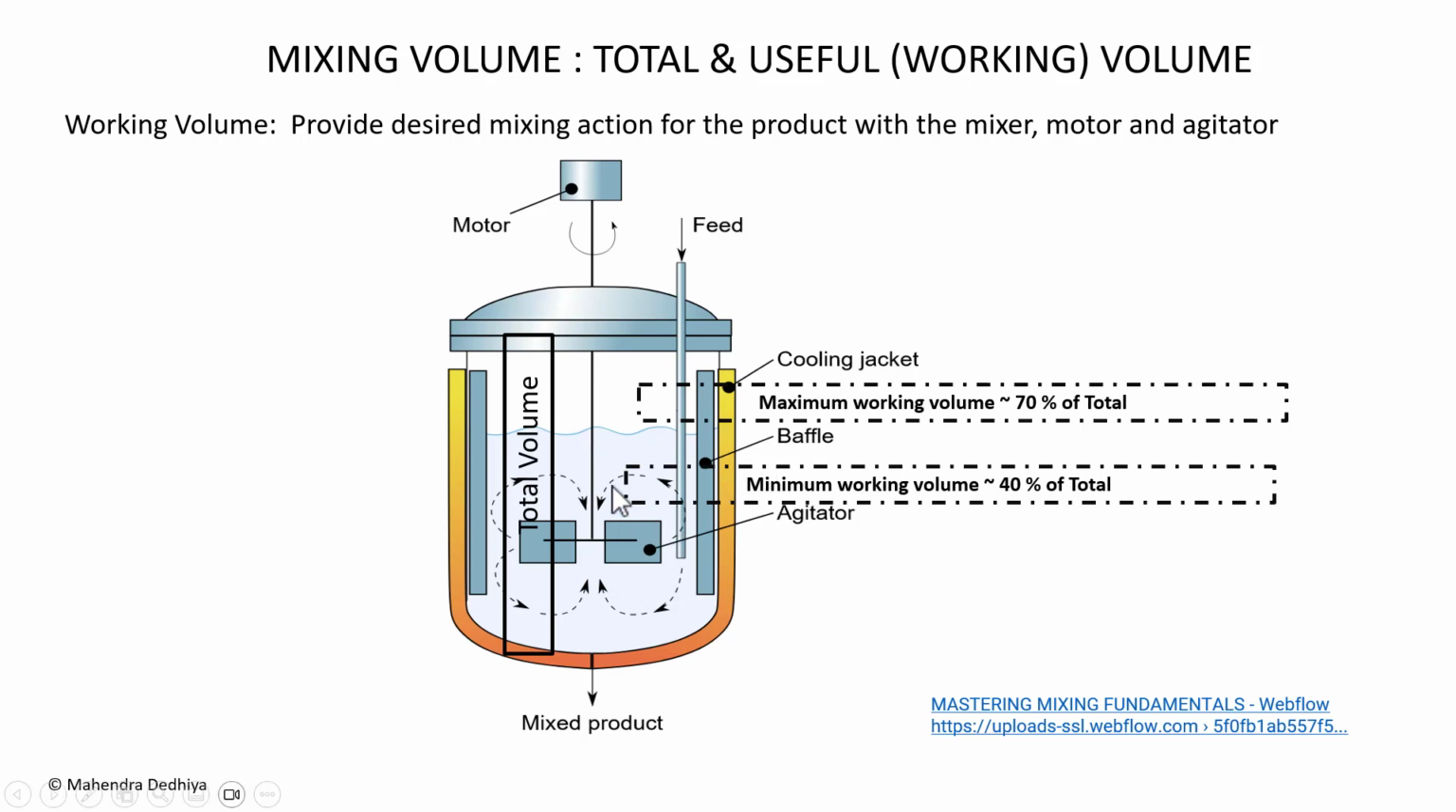Minimum working volume is about 40% of the total volume. Again, it depends on the formulation. Volume of less than 15% will not be sufficient, as the propeller of the mixer will not reach the bottom and will not agitate. Agitation is a circular motion. So minimum working volume of about 40% at a moderate speed will provide this circulation motion. Maximum volume is generally about 70% of the total volume. Beyond that, mixing action will not be efficient and product will not mix properly.